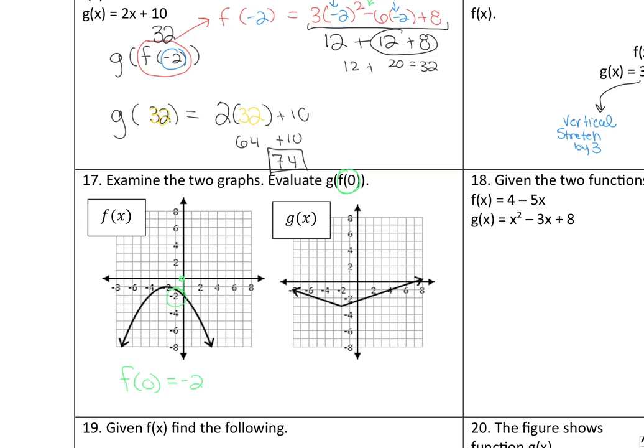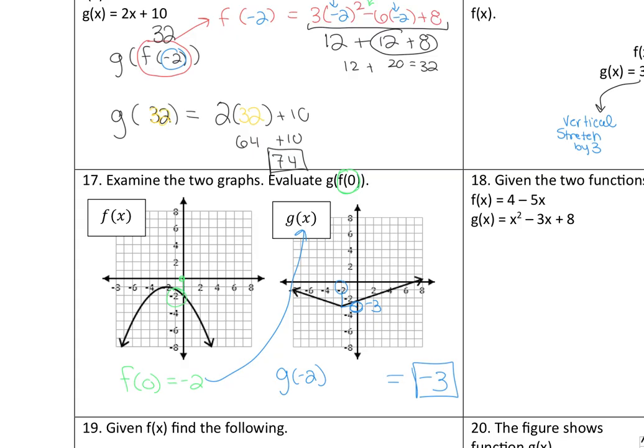I need to take this negative 2 and then plug it into g. So I'm looking for g of negative 2. That negative 2 is an x, but I have to be in the g graph. So I go to the g graph and find my negative 2. And I go down to the graph and find my y value, which is right here, which is negative 3. So this answer here is negative 3.